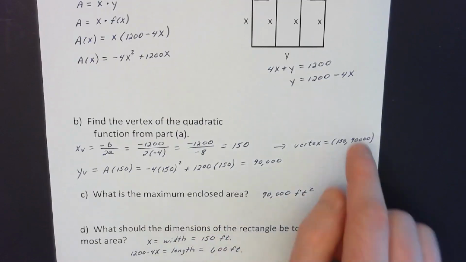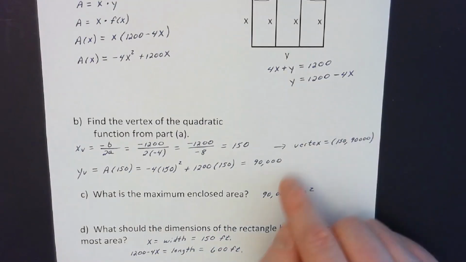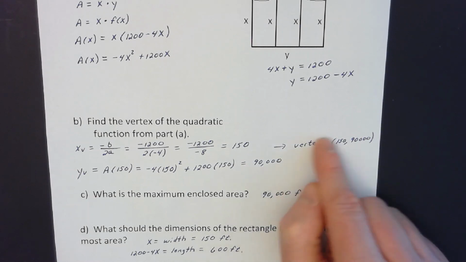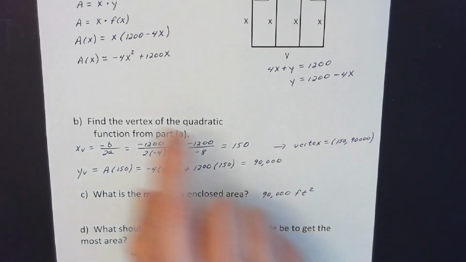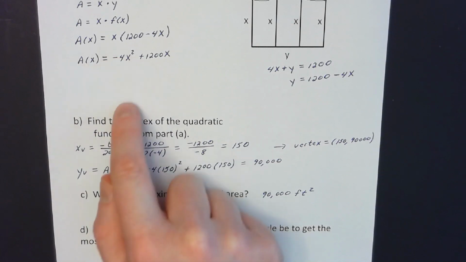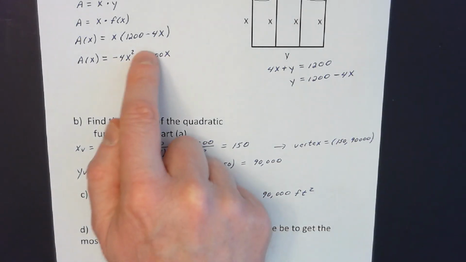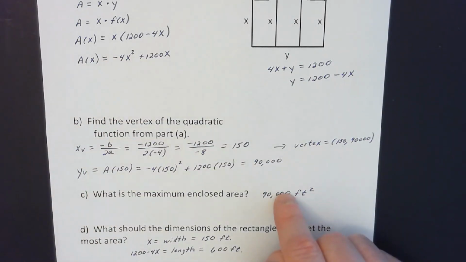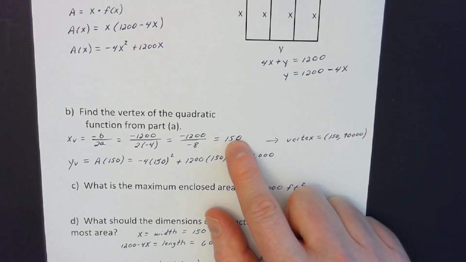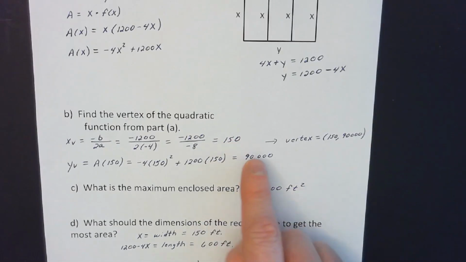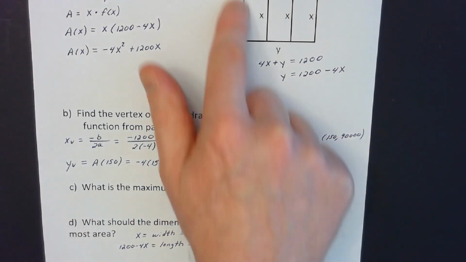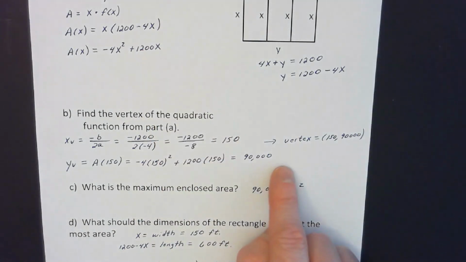Now, remember, the y value of the vertex always gives you the maximum in a problem like this. We knew this was a negative parabola, so its vertex is going to maximize the function. This function has a maximum enclosed area of 90,000 square feet. Now, the x value just tells me where that occurs. Well, that this is 90,000 square feet when this dimension is 150 feet.